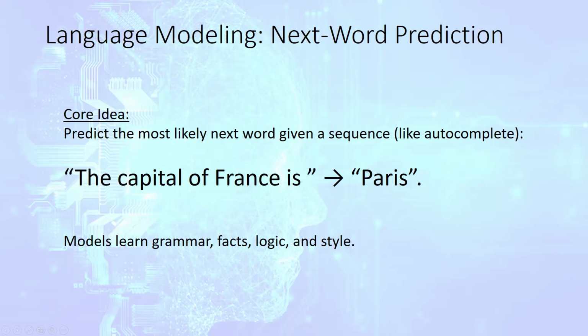What is the very simple idea behind language modeling? It is deceptively simple. It's next word prediction. The core idea is to predict the most likely next word given a sentence. For example, if we have the beginning of a sentence, the capital of France is, the model should give the answer Paris, or maybe some variants with different probabilities. So these models are expected to learn grammar, facts, logic, and style.